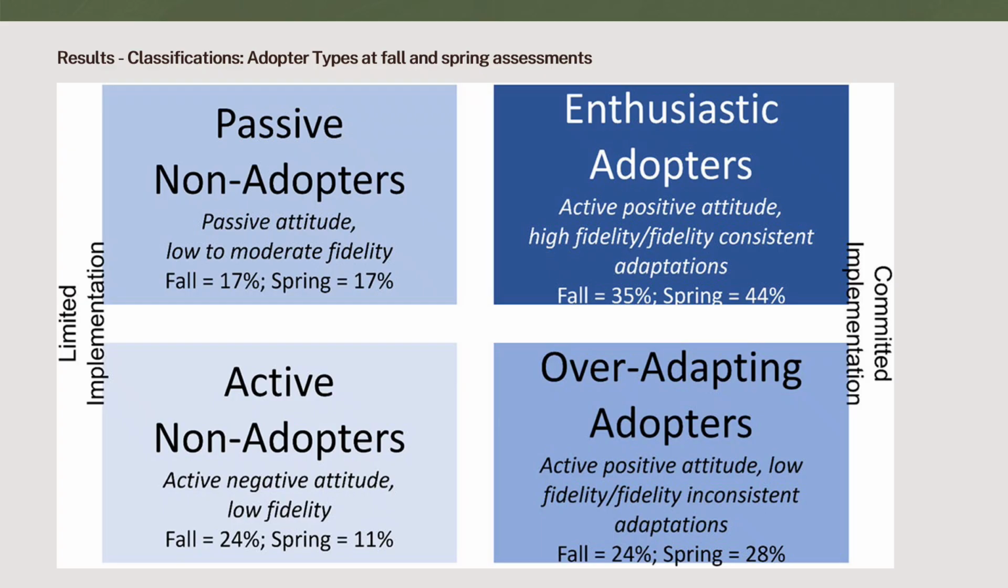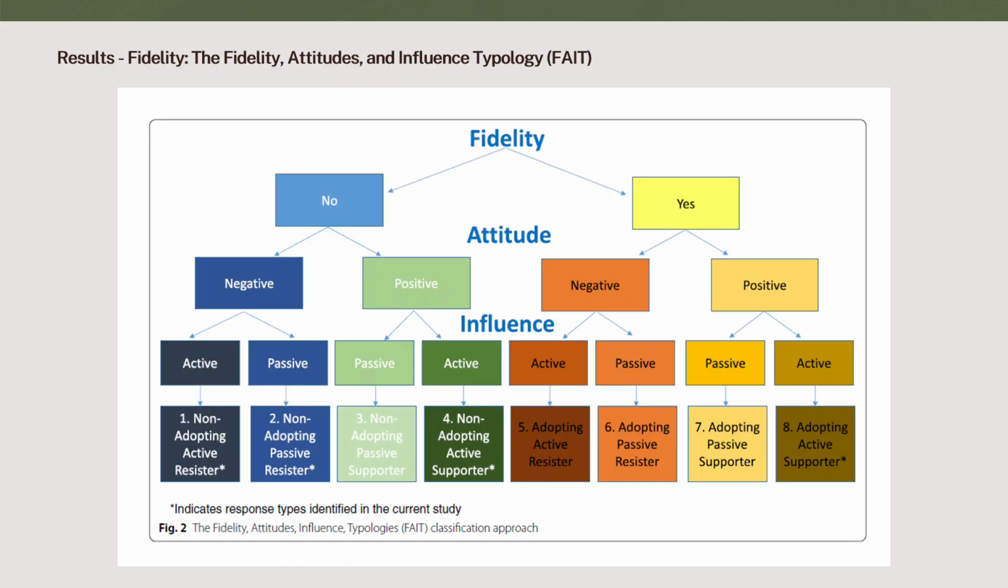As seen on the figure, we can further classify these as committed and limited implementers. To make this research more applicable for other studies, the 4 adopter types were further broken down into 8 distinct categories based on fidelity, attitude, and influence.